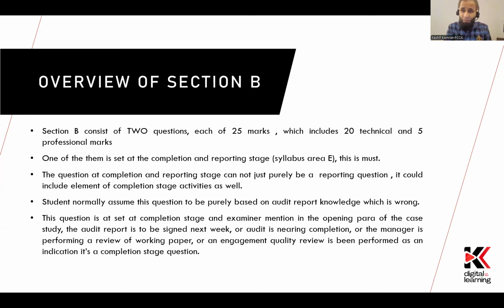Or the manager is performing a review of the working papers, or an engagement quality review is being performed, as an indication that this is a completion stage question. So look at the last bullet. It is giving you some examples which come in the opening paragraph of a section B question. And if you see such statements in an opening paragraph of a section B question, you will easily pick it out. This is the completion and reporting stage question.